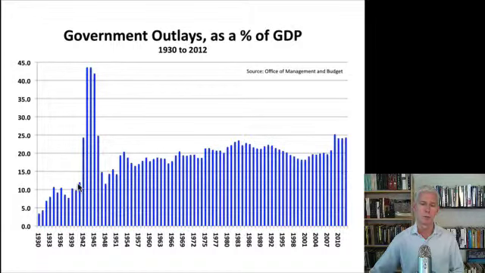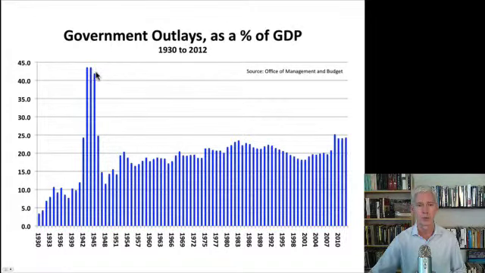However, when World War II started, government spending surged. Government spending increased almost to 45% of GDP. At that point, the US government took over almost every aspect of the economy: production, distribution, it controlled prices and wages. It was a complete command economy to win the war.